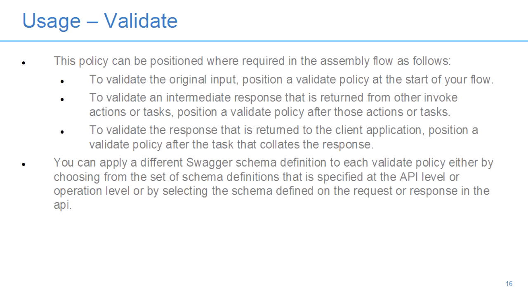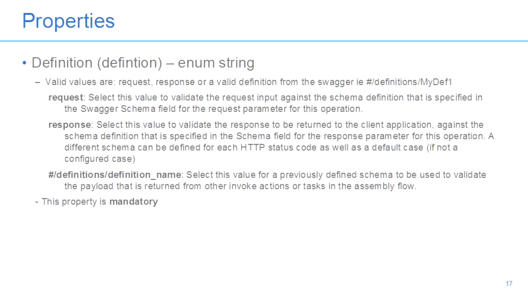So the validate policy can be positioned at various places within the assembly flow. If you want to validate the original input coming into the API, you put the policy at the beginning of the flow, and you specify that you want to validate the request. If you want to validate an intermediary response returned from an invoke, then you put it after the invoke, and put it at the end of the flow if you want to validate the data that's going to go back to the caller. I'll skip that bit. I'll cover that later in a minute.